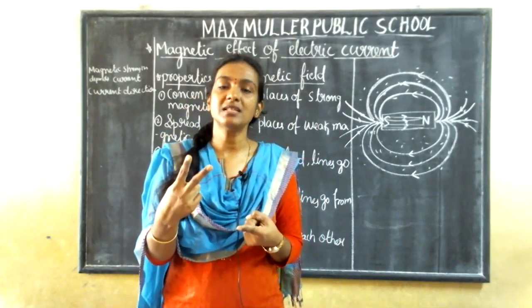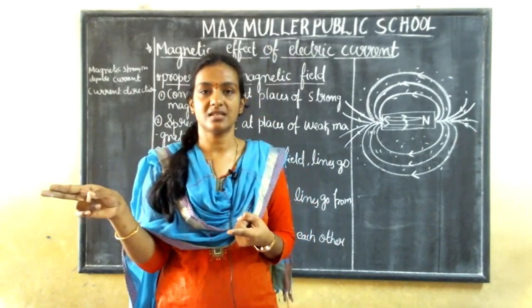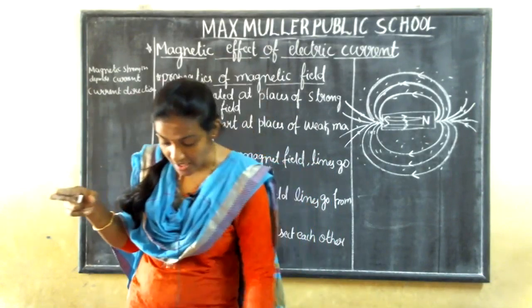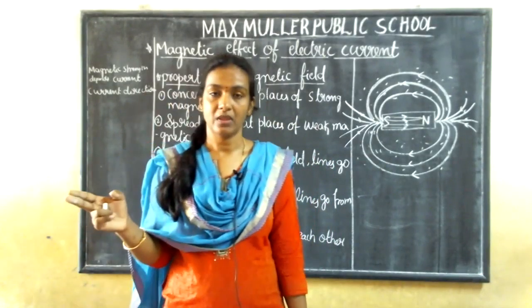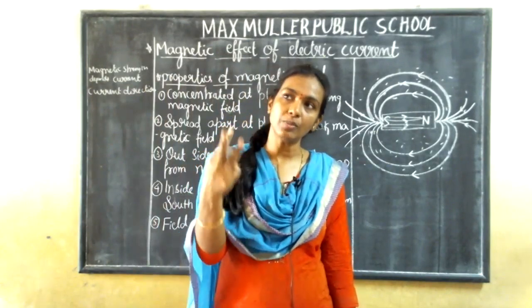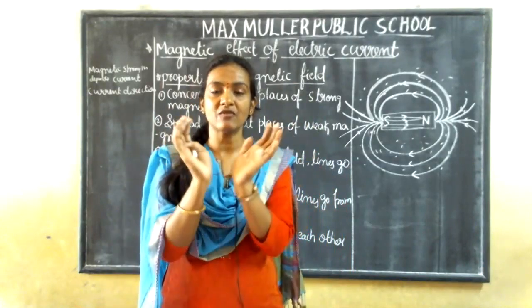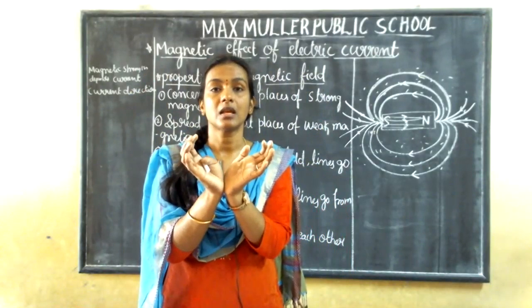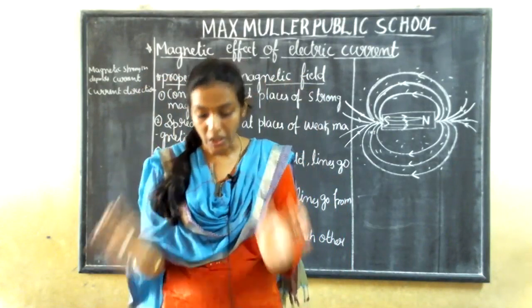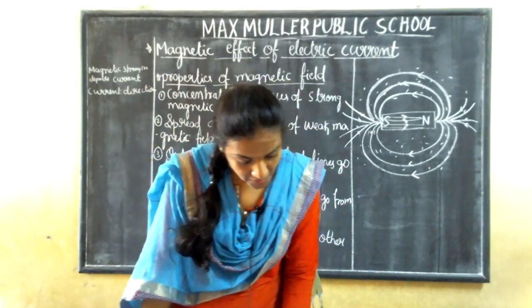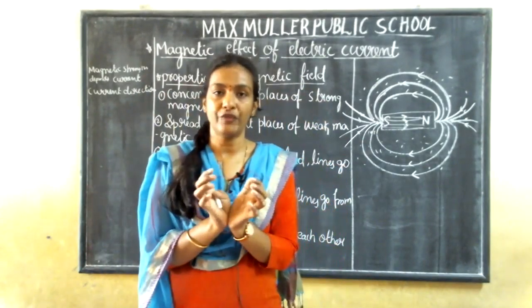Clear? The second point is, if the direction of the current changes, the direction of the magnetic field also changes. Okay, these two points. And the third point is, a magnet has a region within which you can feel some forces, where the magnet has attracting and repelling power. That region is called the magnetic field, right? Within which we can feel the magnetic force.